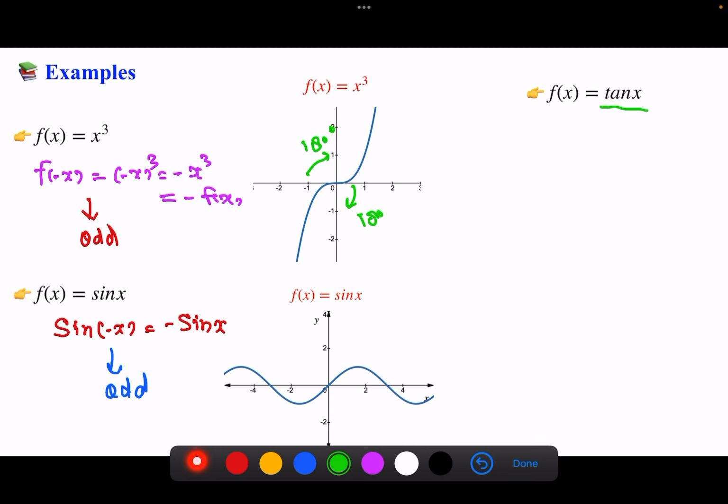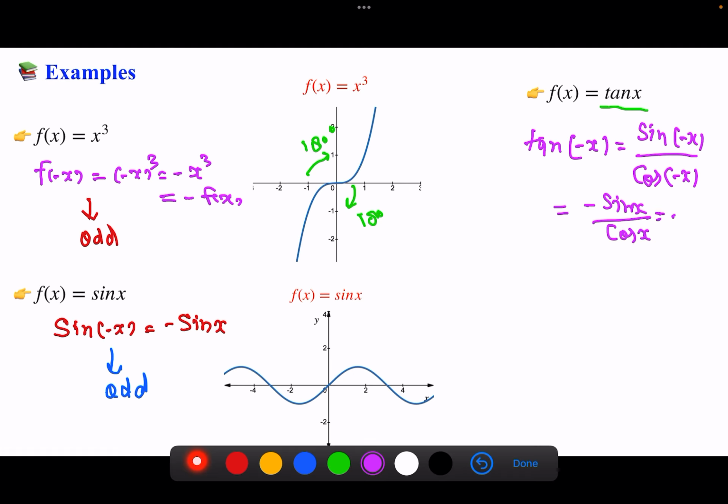Tangent function. We know that the value of the tangent function at minus x equal to, we can write, sine of minus x divided by cos minus x. Sine minus x is minus sine x. Cos minus x is cos x. So it is minus tan of x. So here the tan function, the tangent function value at minus x is equal to the negative of tan x. So it is an odd function.